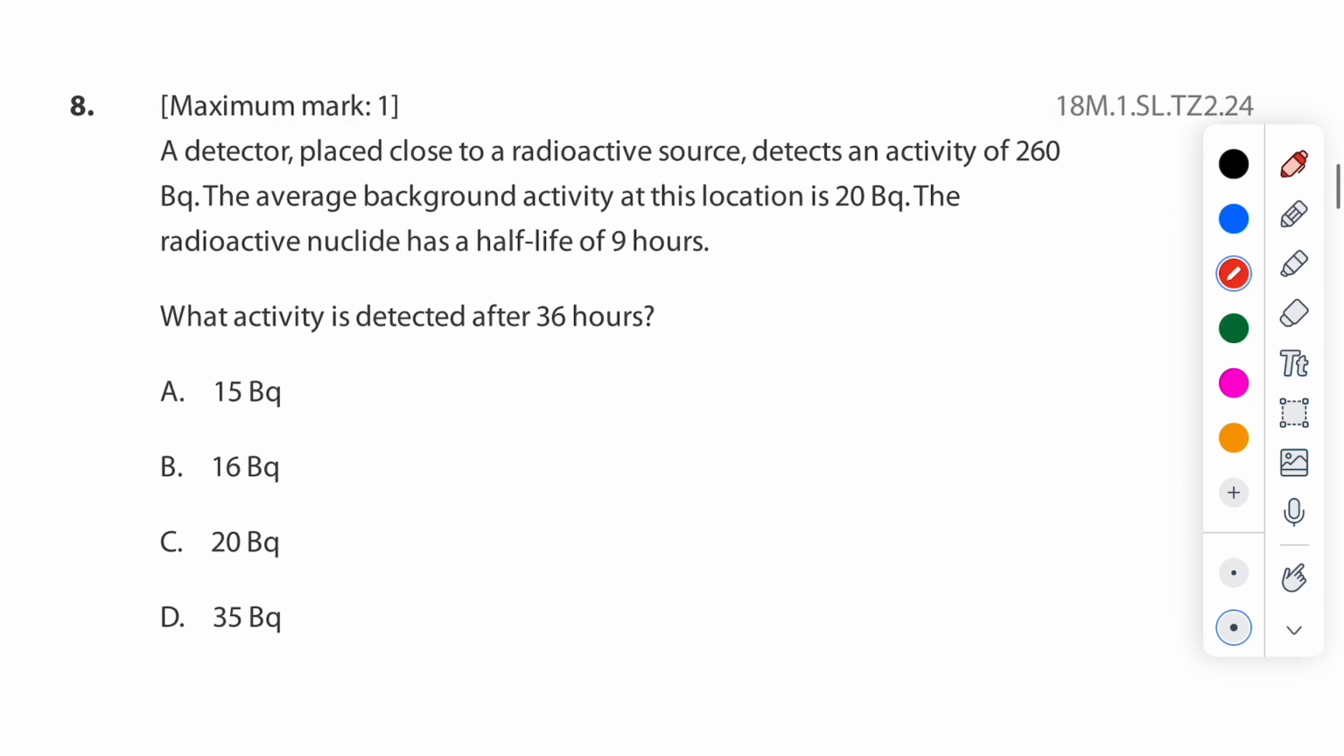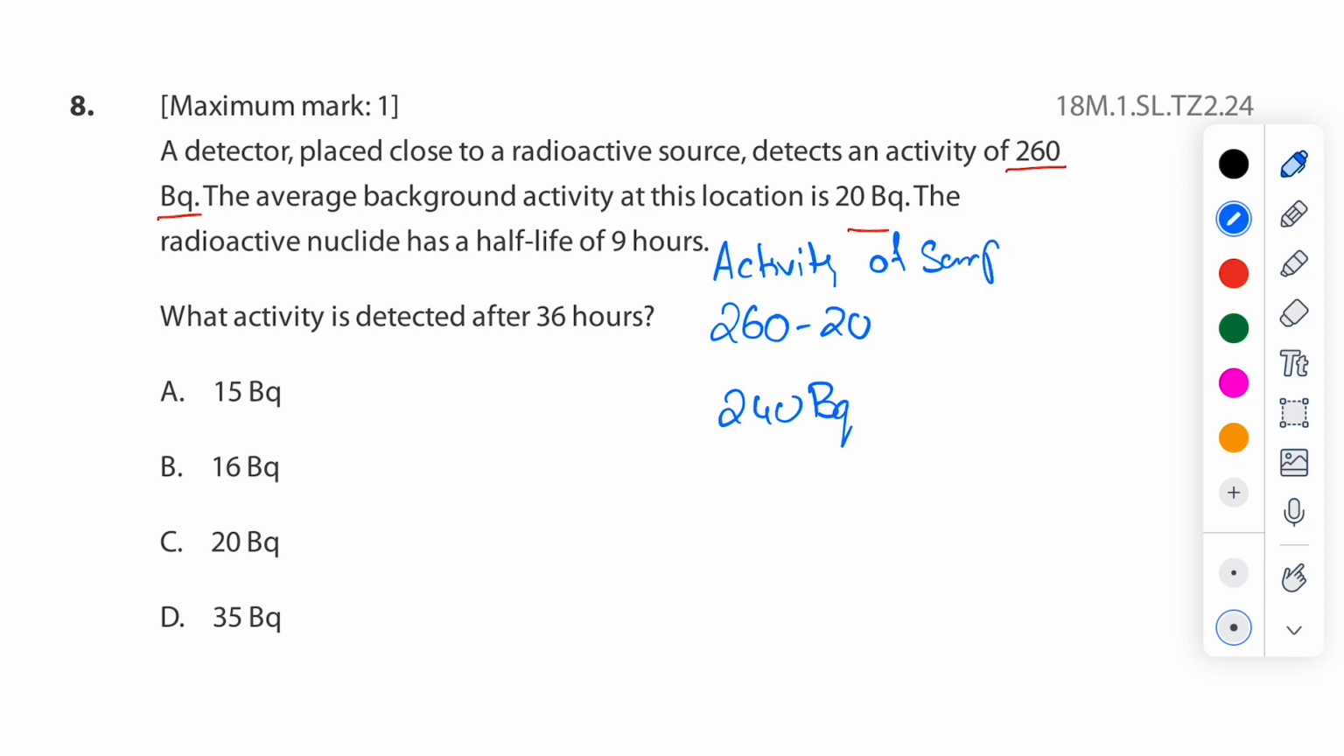Now, coming to question number 8. A detector placed close to a radioactive source detects the activity of 260 becquerel. Now, that's the most important thing. The average background is 20 becquerel. So 260 minus 20. So basically, activity of the sample will be 240 becquerel. That's going to be the basic activity of the sample.